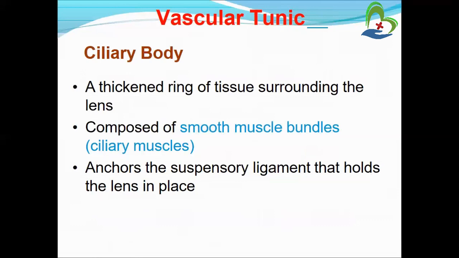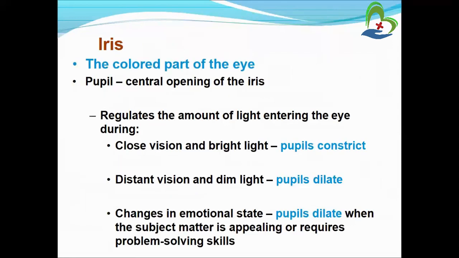The next region is the ciliary body, a thickened ring of tissue surrounding the lens, composed of smooth muscle bundles like the ciliary muscles. It anchors the suspensory ligament that holds the lens in place. So the main function of the ciliary body is to supply the ligament and hold the lens in its actual place. And the last region is the iris.